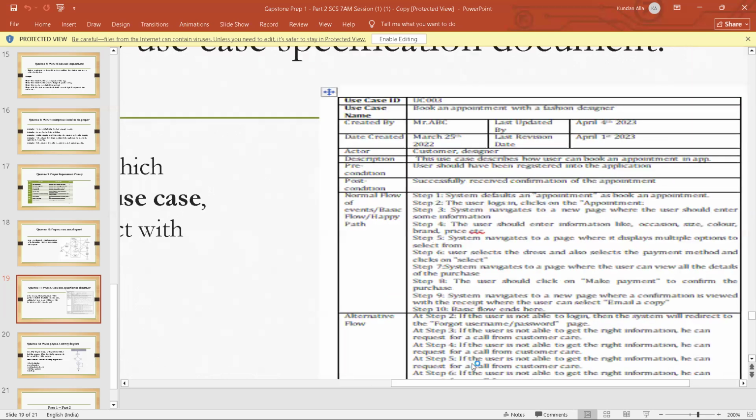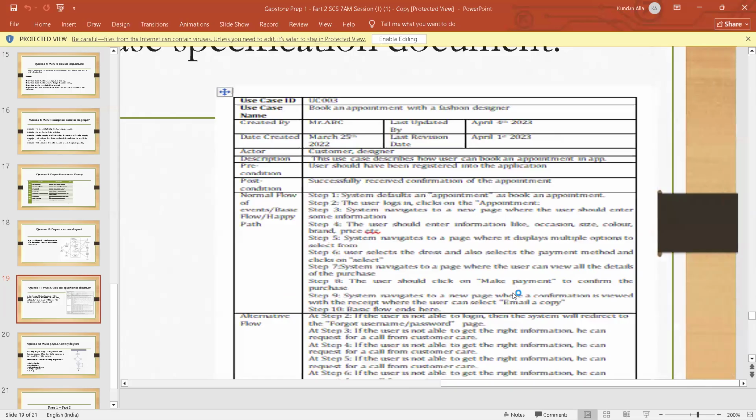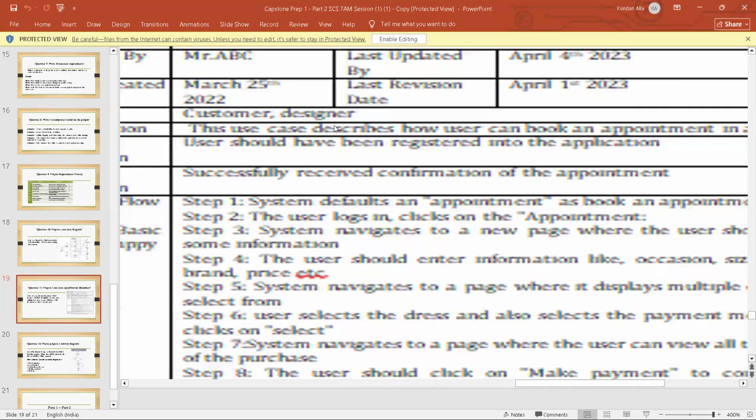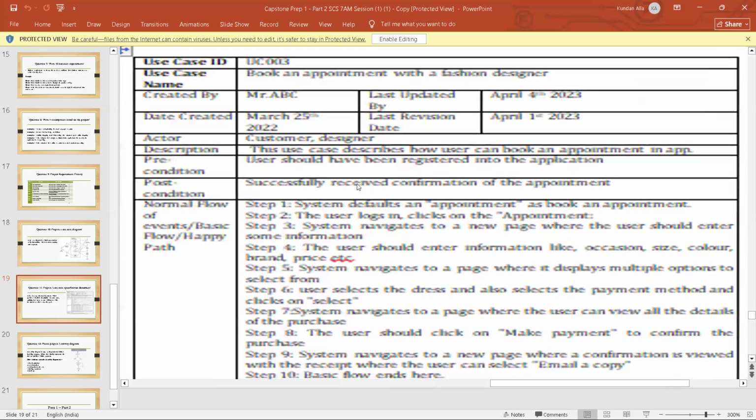Okay, so here you have the template on how to write the use case specification. The very first one you will have is the use case ID. You need to write the use case ID. After that, you will have the use case name. So here it is, book an appointment with fashion designer. Okay, so this is the use case name. Then created by, last updated by, date created, last revision date.